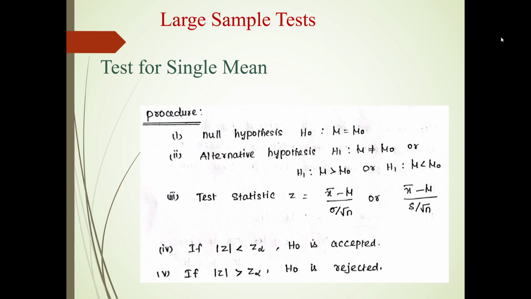Next, we have to find test statistic Z. Z is nothing but the formula x bar minus mu by sigma by root n or s by root n. If sigma is given, the formula becomes x bar minus mu by sigma by root n, or if s is given, the formula is x bar minus mu by s by root n. Then after finding Z and Z alpha, we have to compare Z and Z alpha. If Z value is less than Z alpha, H0 is accepted, or if Z value is greater than Z alpha, we have to reject H0.